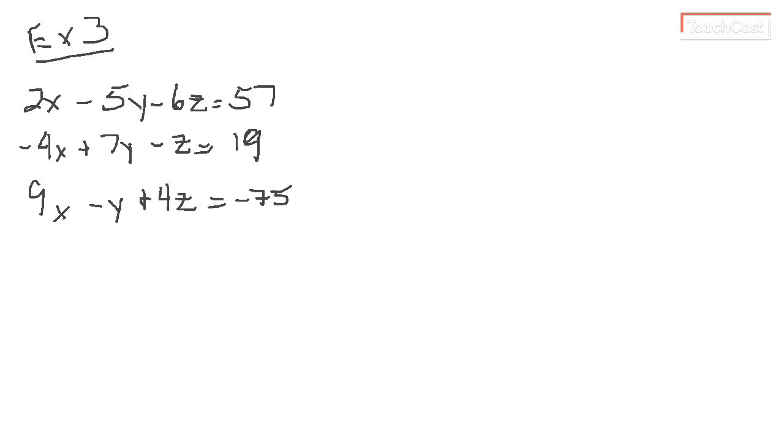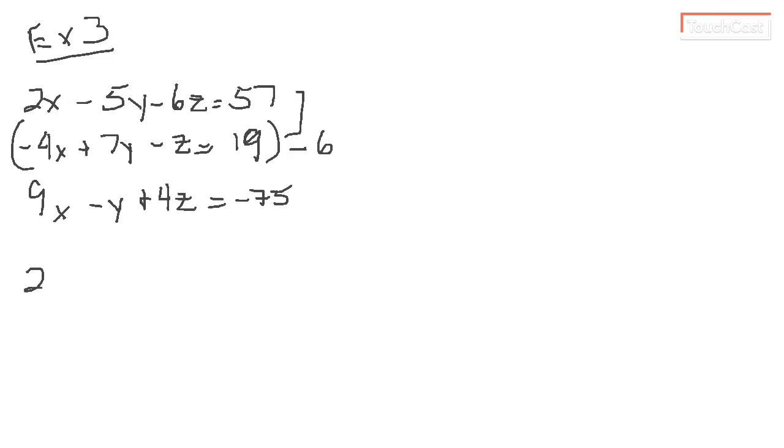Now, one way to think about which variable you want to eliminate to start is when you look at this system, where do you have some positives and some negatives in the same variable? For this particular system, I'm going to start by eliminating my z's, looking at the first two equations, and I'm going to multiply the second one by negative 6.